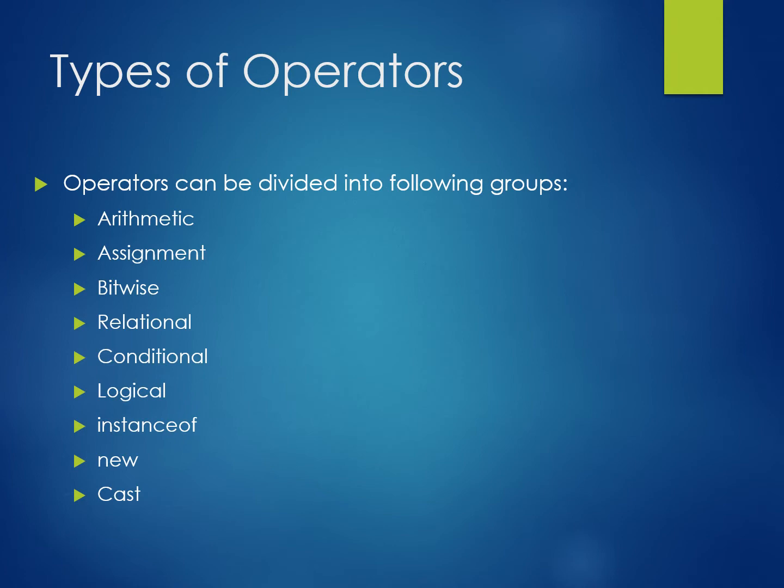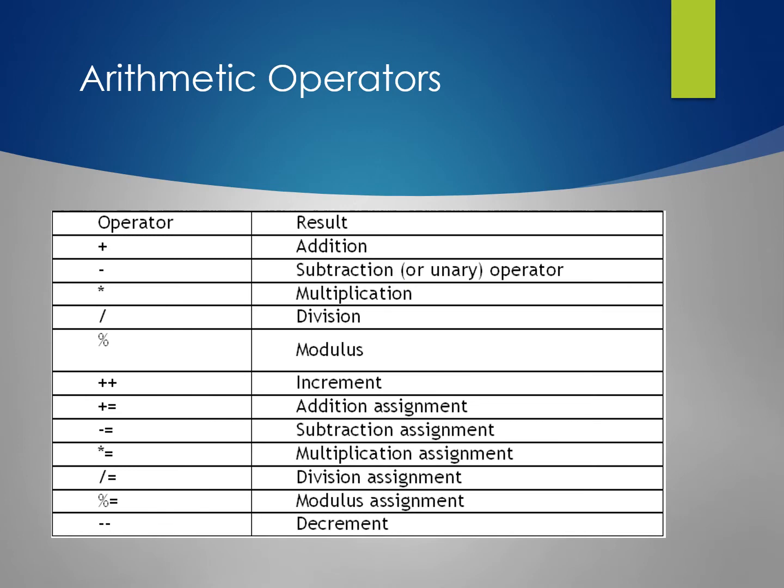Operators can be divided into the following groups: arithmetic, assignment, bitwise, relational, conditional, logical, instanceof, new, and cast. So these are the types of operators. Arithmetic operators involve operations such as addition, subtraction, multiplication, division, modulus, increment, addition assignment, subtraction assignment, multiplication assignment, division assignment, modulus assignment, decrement, etc. So these are the arithmetic operators.